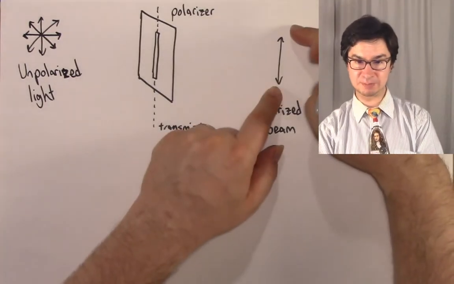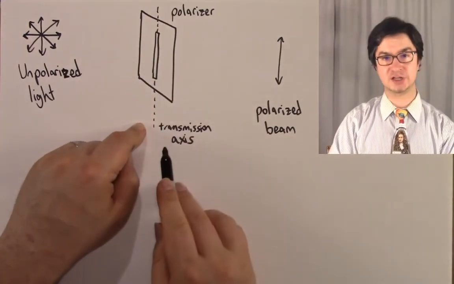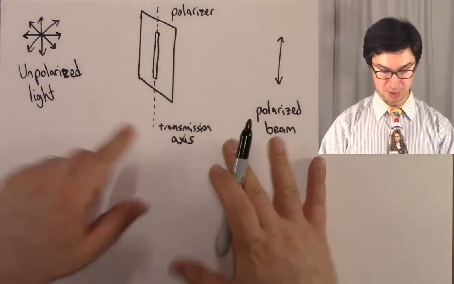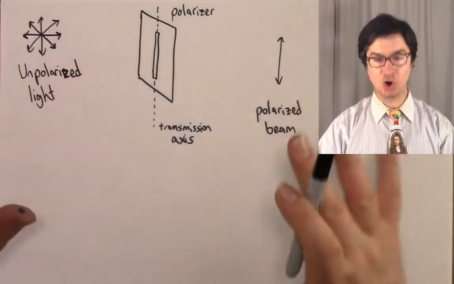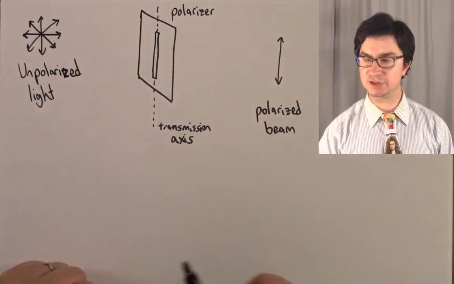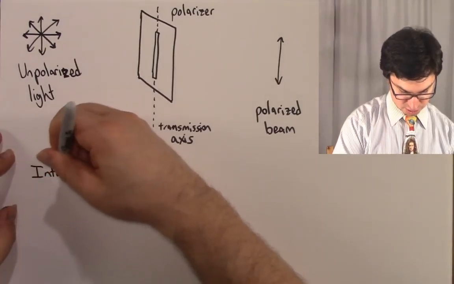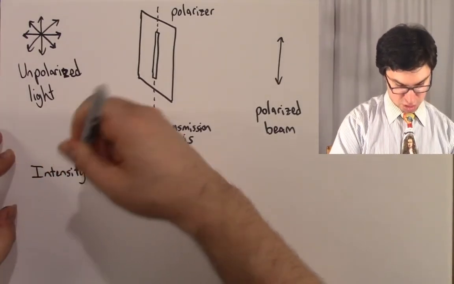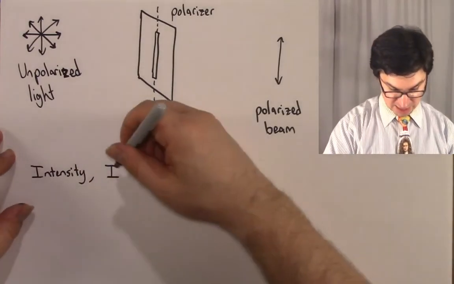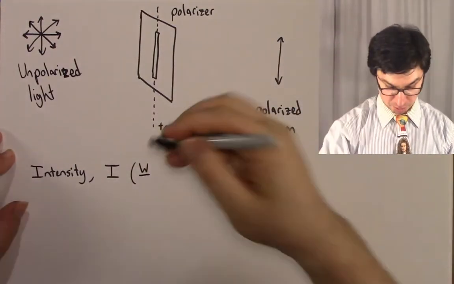And notice that the polarized beam, these electric field lines, are in the same direction as the transmission axis. Okay? Now, what's super awesome about this pattern is that it always yields the same effect. To talk about the effect, we first have to introduce a word called intensity. The intensity of light takes the letter capital I. The unit is watts. Remember, watts is a unit for power per meter squared.